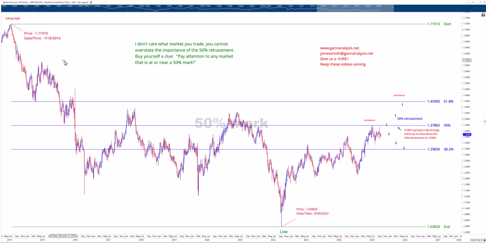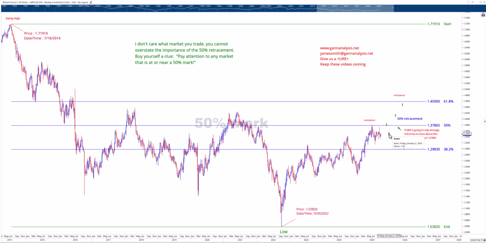Today I want to show you sterling, that's the British pound against the US dollar, from the high of July 18th, 2014 to the low of September 30th, 2022. That is the swing that we've sketched here. And halfway between that would be 137.865. That's what we call the 50% retracement. It's basically half the swing.